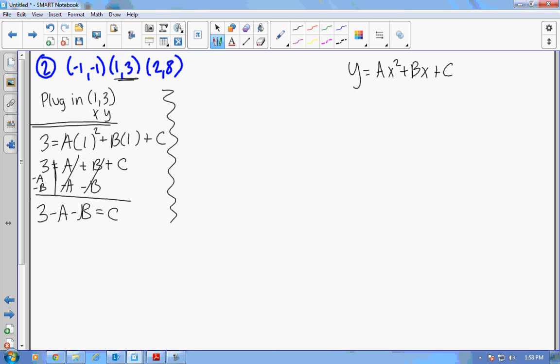Now what? Pick a different point. Which one do you want to do, Cassie? (-1, -1), okay? Everyone, plug in (-1, -1), where x and y this time are both -1. And when we get to the c part, what should you replace c with? 3 subtract a subtract b. Yep. So I'll rewrite this so you can see it, and you don't have to flip back.